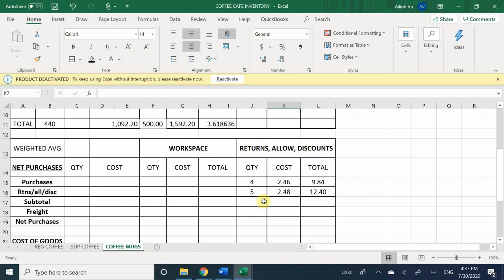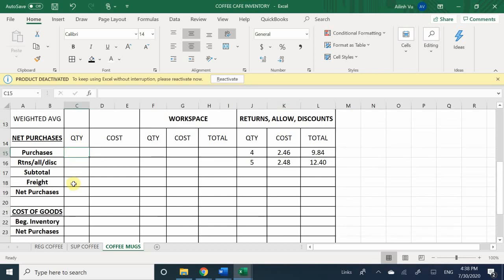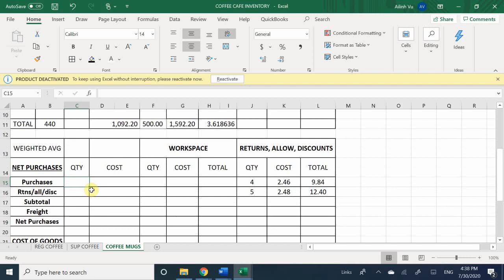Yes. So do we really have 440? No. So we have to recalculate that amount later on. So let's go ahead and fill our table. Our total purchases was $1,092.20. Wait, 92 cents.